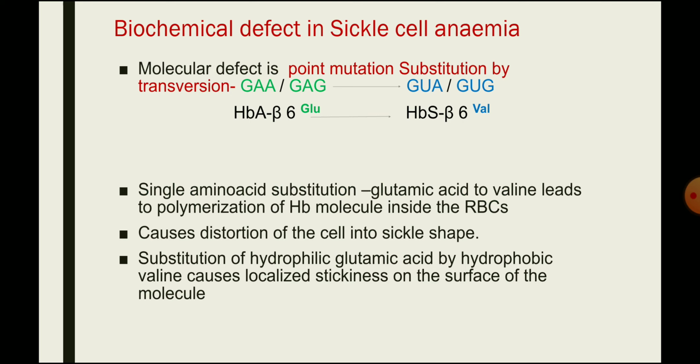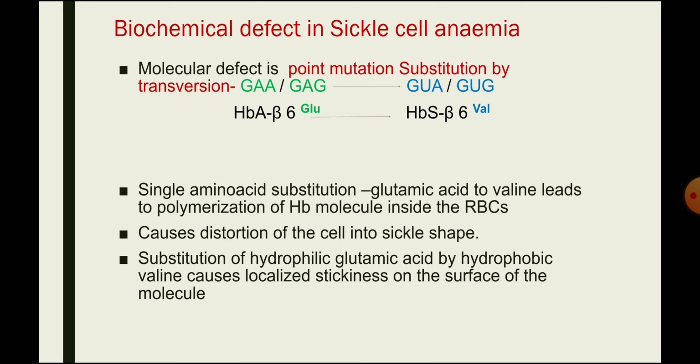So we'll go into the details. Biochemical defects. The molecular defect is a point mutation, substitution by transversion. It is a transversion because a purine is converted to a pyrimidine, that is GAA or GAG is converted to GUA or GUG, and glutamic acid is converted to valine. Here a single amino acid substitution, glutamic acid to valine, leads to polymerization of the hemoglobin molecule inside the RBC. It is present in the beta chain of the hemoglobin, and there is a replacement. So there is polymerization inside the RBC.